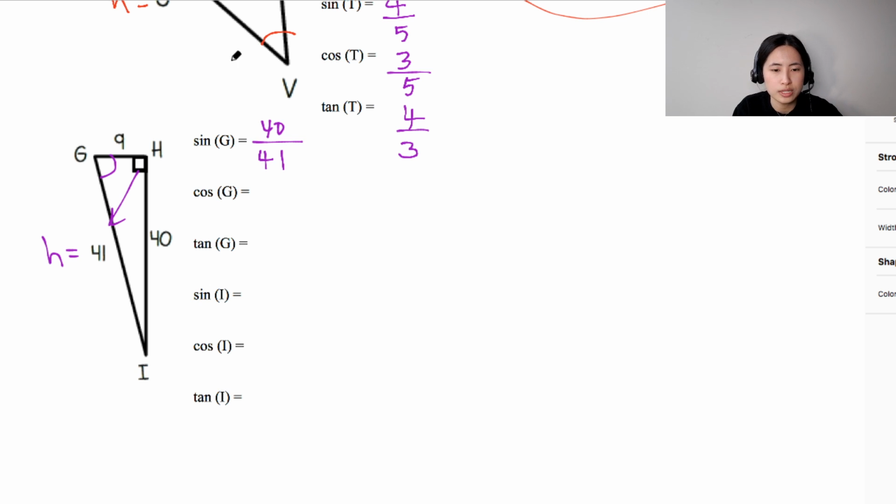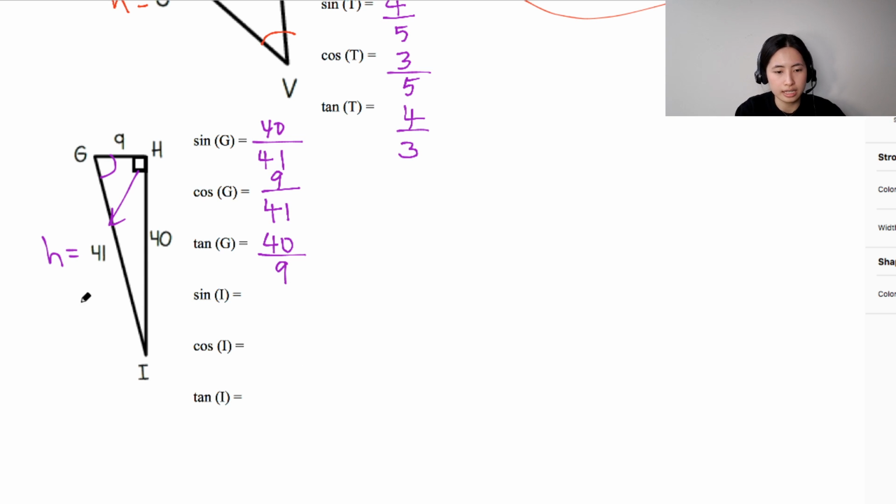Now, if you're looking at cosine g, it's supposed to be adjacent, which is 9 over 41. And you're probably wondering if you can simplify 40 over 41 or 9 over 41. 41 is actually a prime number, so you can't really simplify these two fractions any further. So that's why you're going to keep it as 41. Okay, so if you have tangent g, that means it's the opposite side, which is 40, and your adjacent side is 9. So 40 divided by 9, you can't really simplify this. That's why it's only going to be 40 over 9.